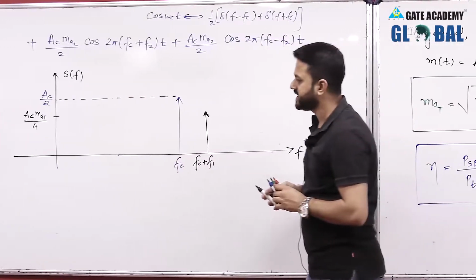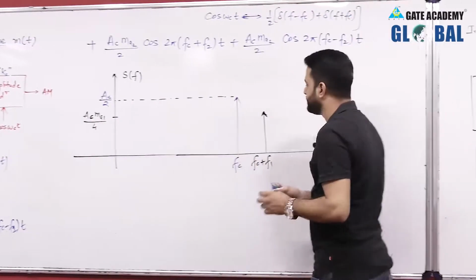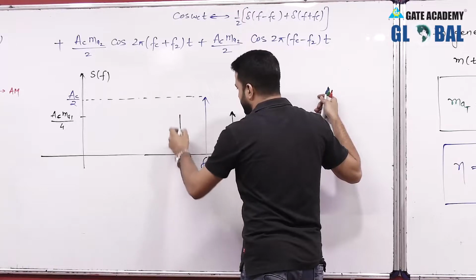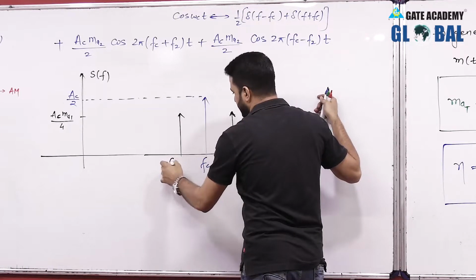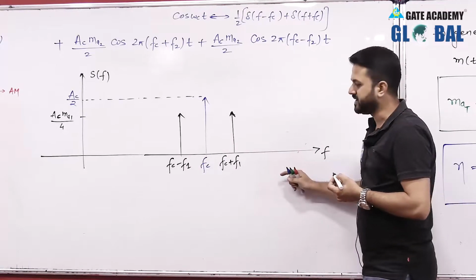Now the next component is fc minus f1. So for fc minus f1 we will have another impulse at frequency fc minus f1. So this will be another frequency, fc minus f1. Impulse at fc minus f1.